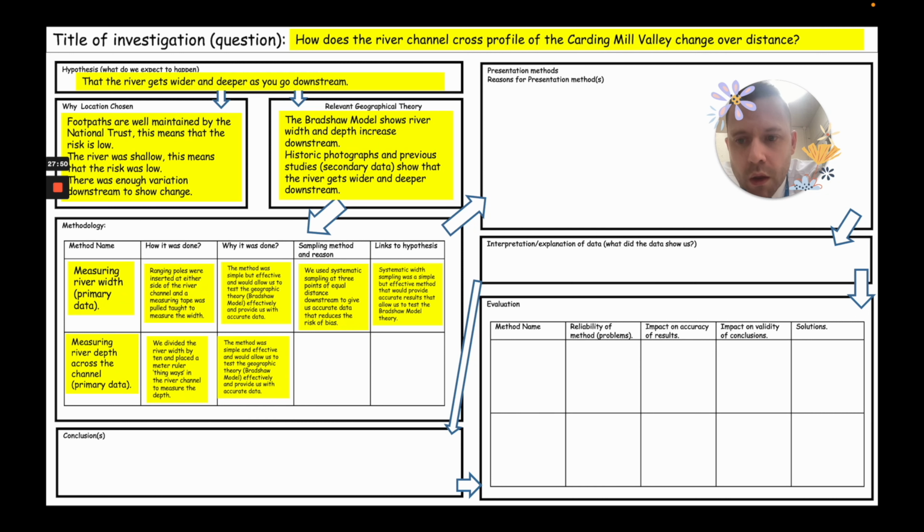Why? We did this because the method was simple and effective, and it would allow us to test the geographic theory effectively, and it would provide us with accurate data. So it was a reliable method to provide us with accurate data.